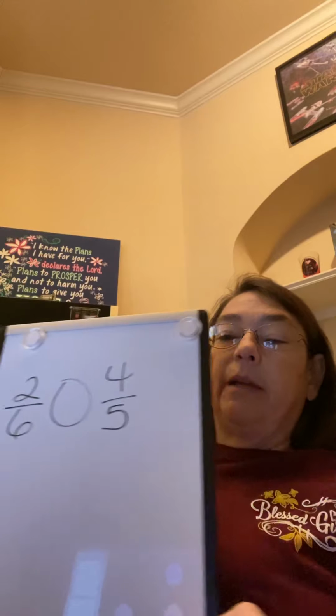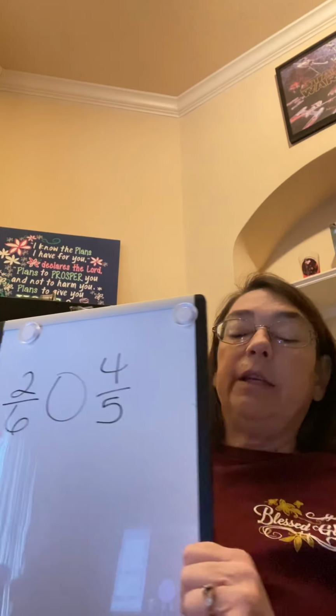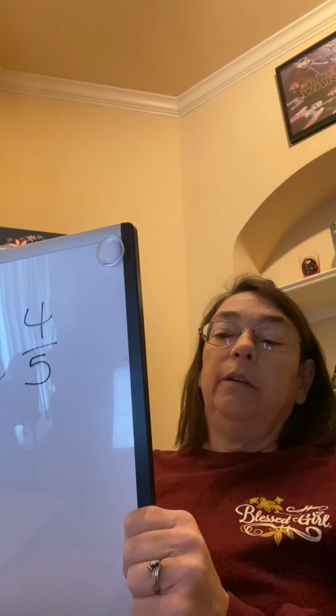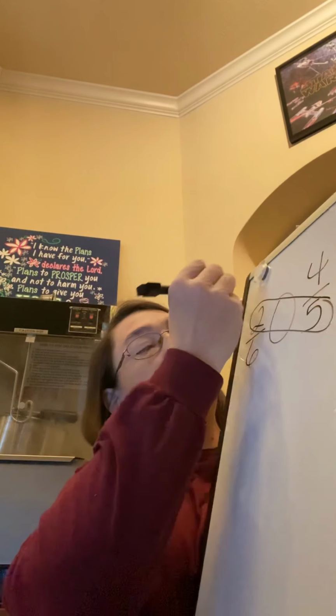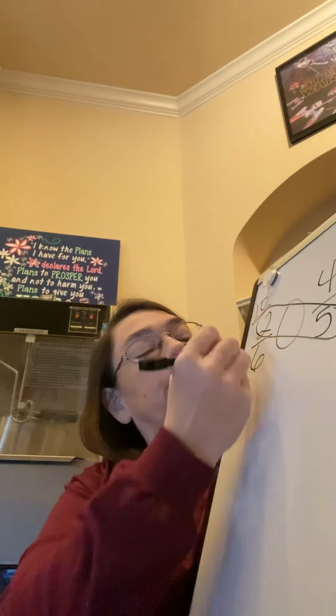Okay, on page 437, we're going to start with number 3. Number 3 says 2/6, then it has the circle in the middle, and then it says 4/5. So this is what it looks like. 2 over 6 with the circle in the middle, 4 over 5. Okay, I'm going to do the X factor. So that means I'm going to multiply 2 times 5, and I'm going to put the answer above the 2. And I'm going to multiply 6 times 4, and I'm going to put the answer above the 4.